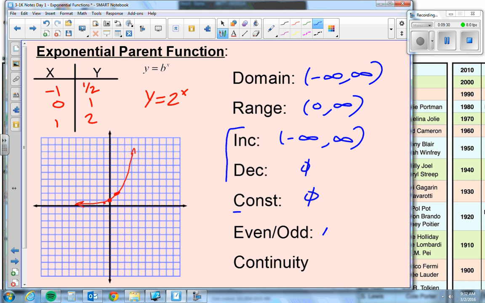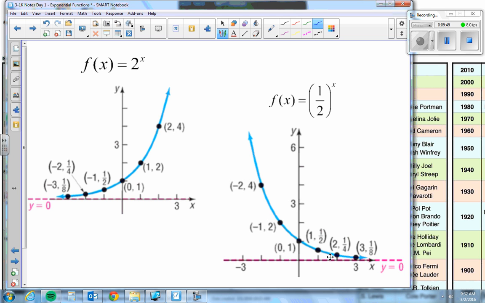Next thing is neither, obviously. There's no symmetry at all, much less y-axis symmetry or origin symmetry. And it is continuous. If it wasn't, I'd want to hear what kind of discontinuity: infinite, jump, or removable. But that doesn't apply. All right, just look up here.